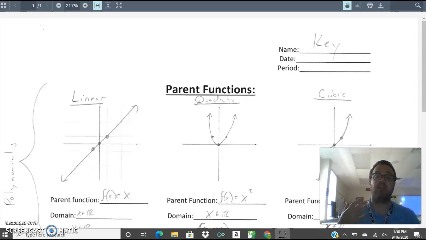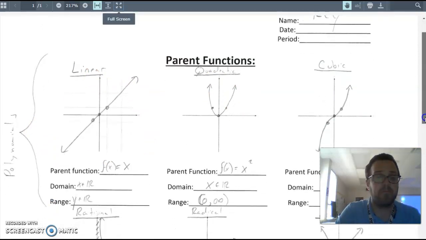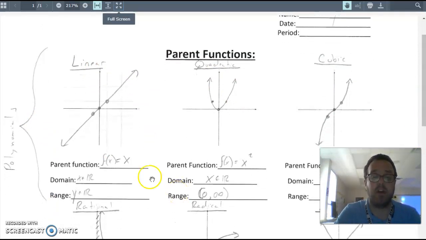Now, let's go ahead and take a look at these parent functions and the different things about them and what they are. So the first one is the linear function. This is one that you all should be familiar with from last year. And the cool thing about the linear function, the parent function for it is f of x equals x. And remember that f of x is just telling us it's a function, same thing as y there. But a linear function has these three important points when you go to graph it, okay?